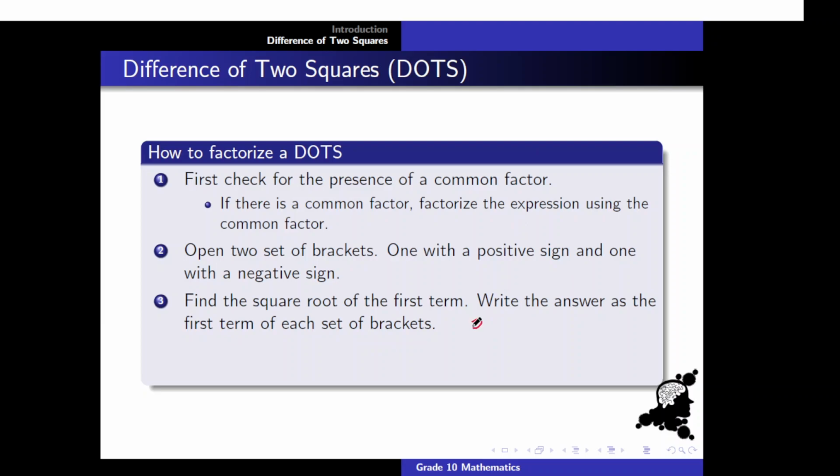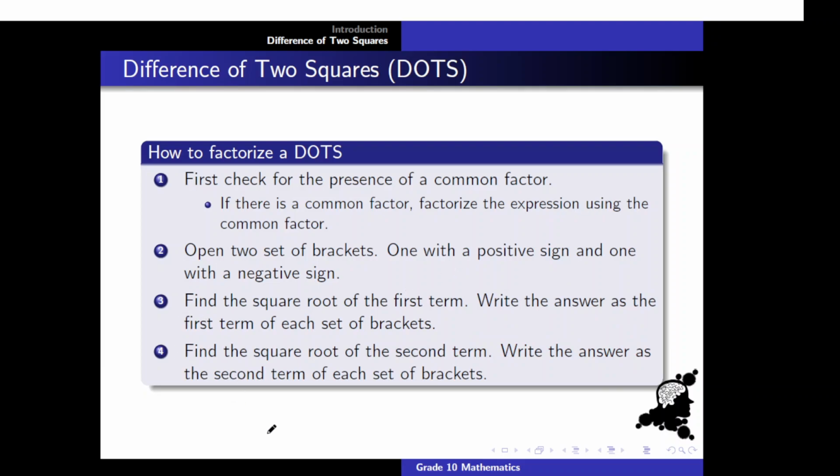So for example, if I've got x squared minus y squared, according to instruction number 2, I need to open two sets of brackets. There's a minus, there's a plus. I need to find the square root of the first term. So the square root of x squared is just going to give me x. I'm going to put this x here and the x there. I also need to find the square root of the second term. So the square root of y squared is just y. Then I need to put the y there and I need to put the y there. And I'm done with the factorization.